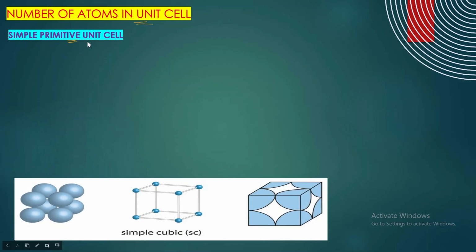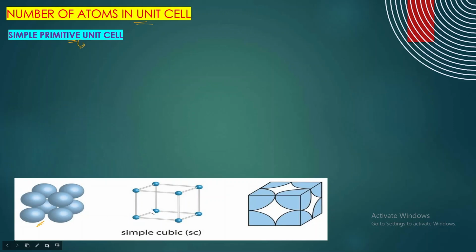First is the simple primitive unit cell. What is a simple primitive unit cell? It is one where all the constituent particles are present at the corner. It means the constituent particles are present only at the corner. So you can easily make a simple primitive unit cell. How? Take 8 balls and attach them in a cubic form. So you will get a structure like this.